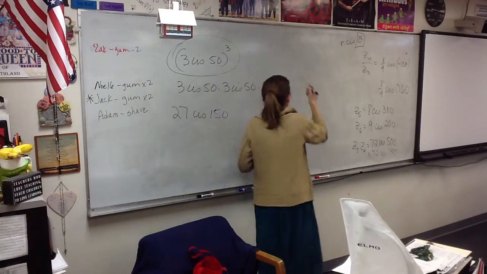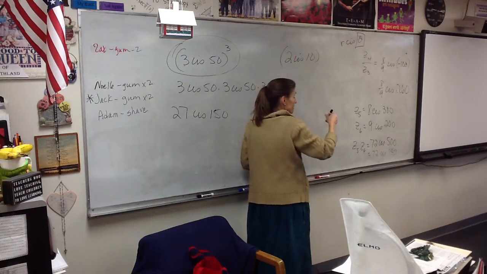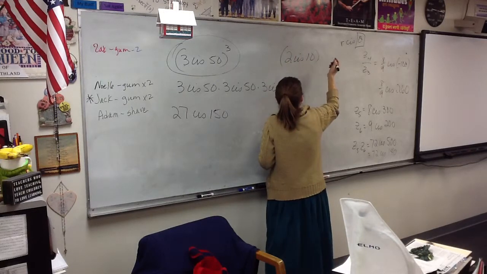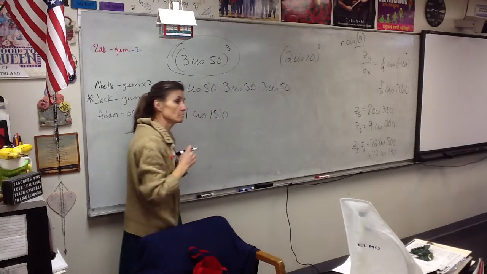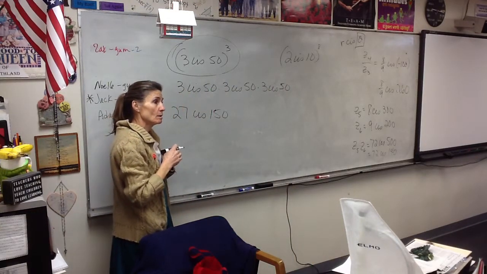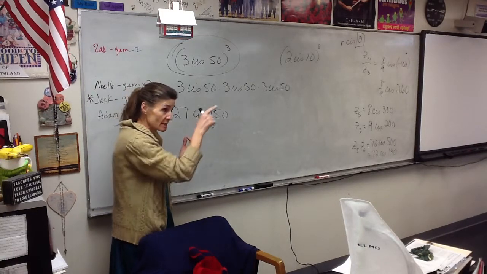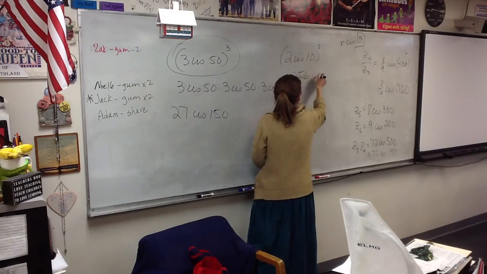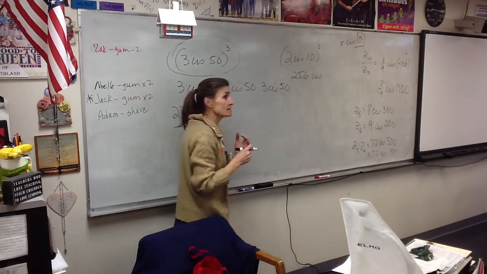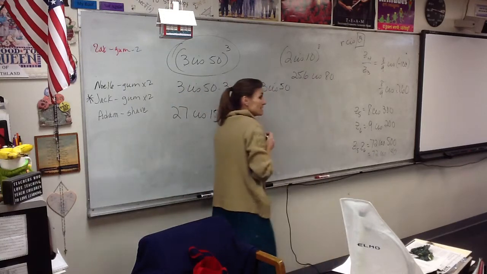So if I had a problem that was 2 cis 10, let's say, and I wanted to raise it to the 8th power, what would that mean? 2 to the 8th, which is 256, times cis 10 times 8, which is 80.